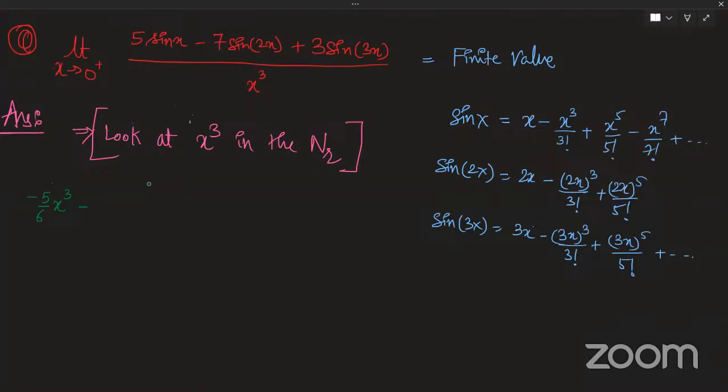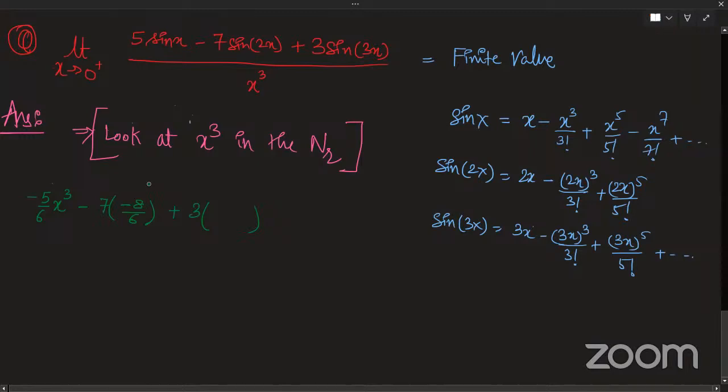Okay, minus 7 times. So you have got this sine of 2x. In this sine of 2x expansion, what is the coefficient of x cube? Minus 8 by 6, correct. Right? Minus 8 by 6.